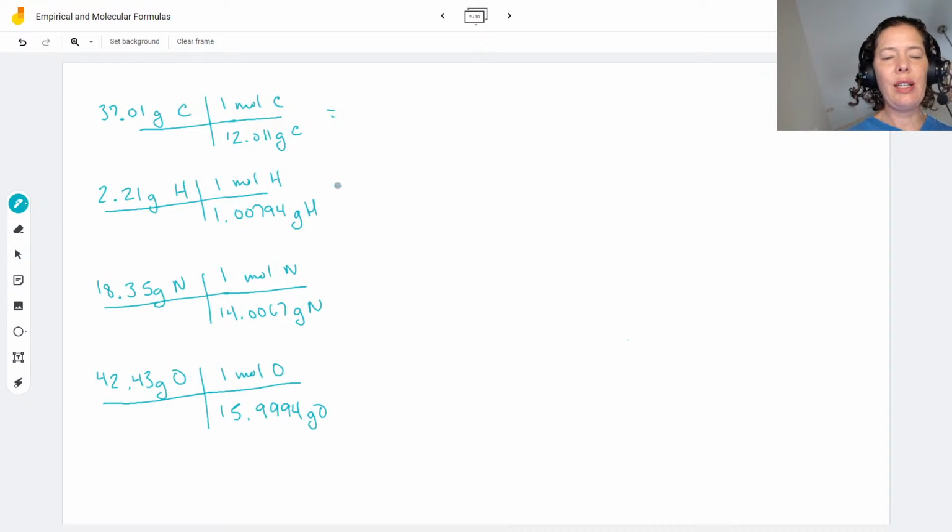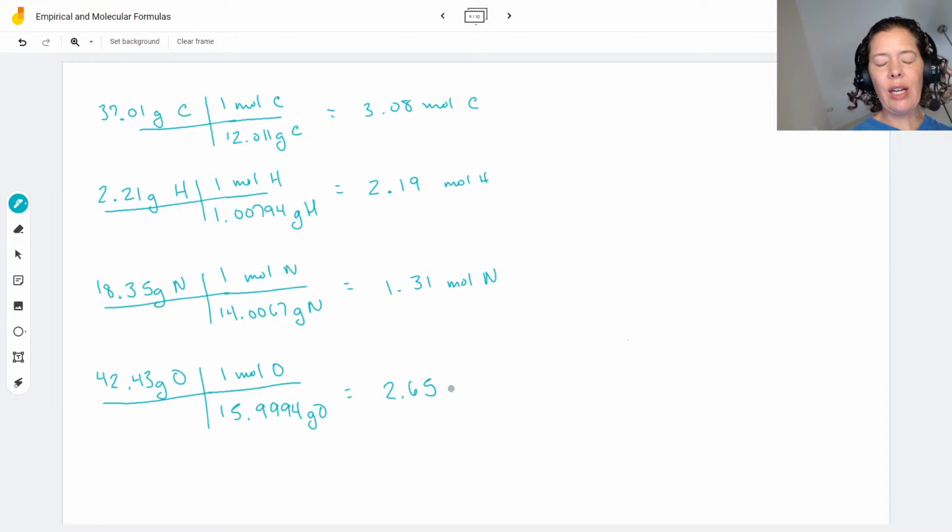All right. Let's get numbers for all of these. All right, so our carbon ends up being about 3 moles. Our hydrogen is 2.19 moles. Our nitrogen is 1.31 moles. And our oxygen is 2.65 moles. Okay, let's get our ratio now.